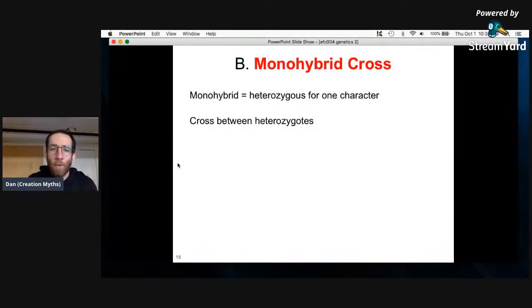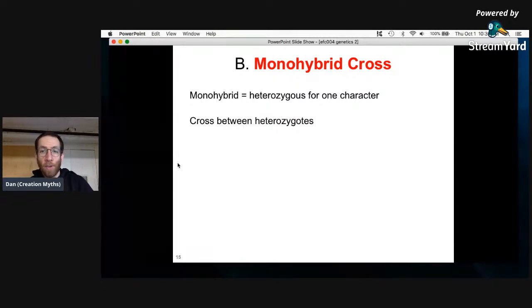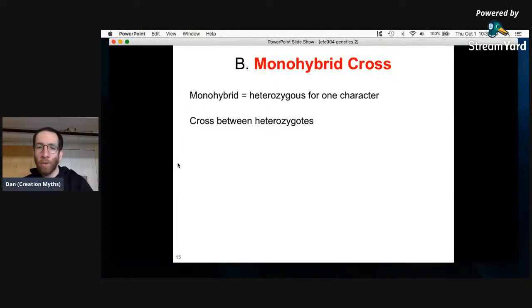The type of cross that we are going to use to illustrate this idea is called a monohybrid cross. Monohybrid: mono means one, hybrid means a mix. So we're looking at individuals that are heterozygous for one character. Specifically, we're looking at a cross between heterozygotes. So here's how we're going to set this up.